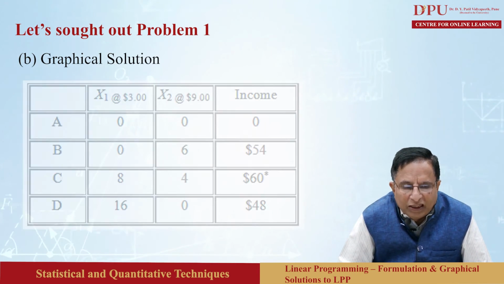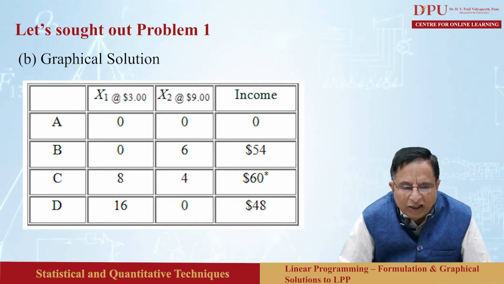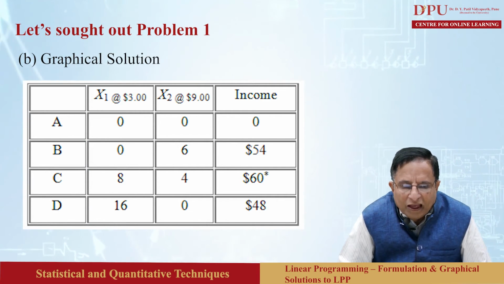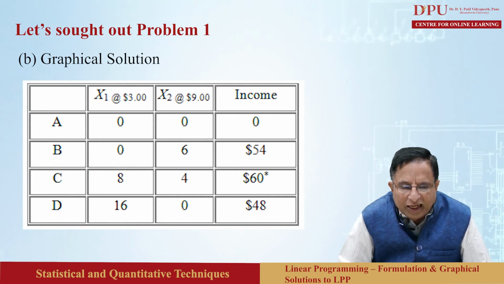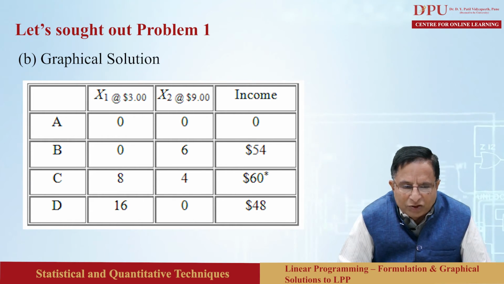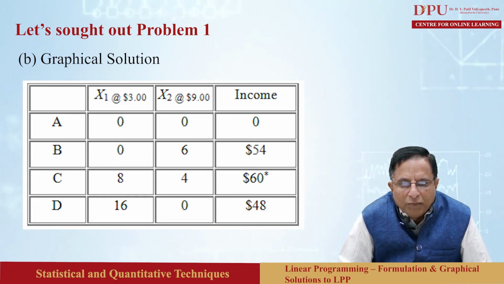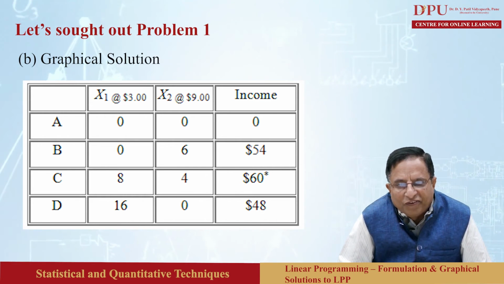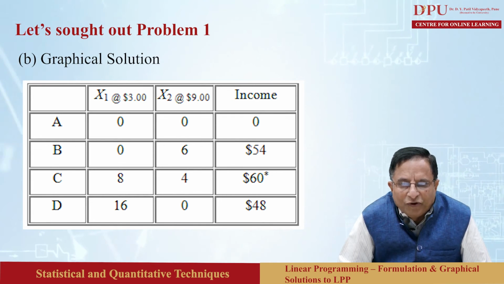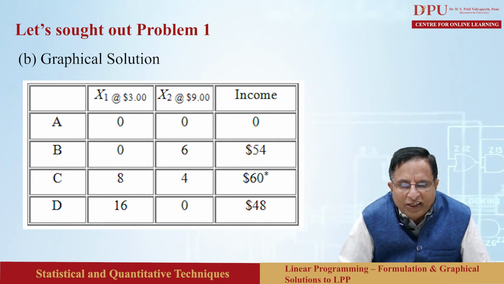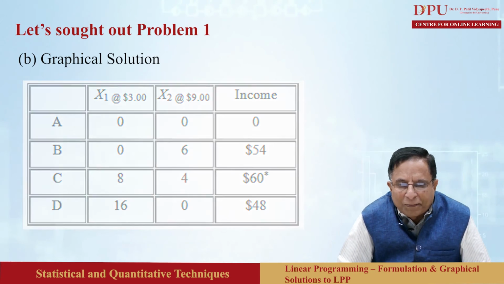When you come to the tabular column, x1, x2, income, okay. X1 is at the rate of $3, X2 is at the rate of $9. A is 0, 0, 0. B is 0, 6, $54. C is 8, 4, $60. D is 16, 0, $48. You can see it in the picture.